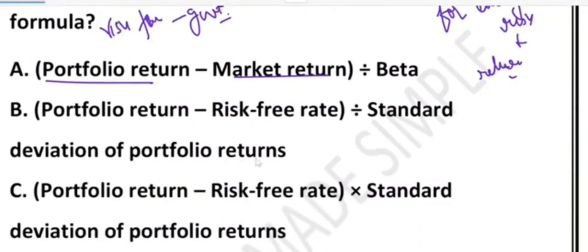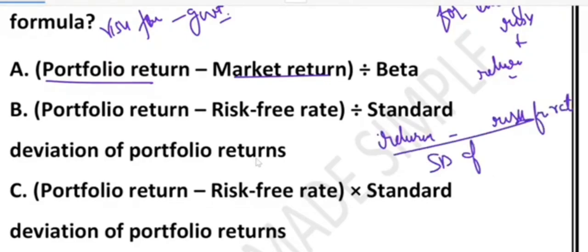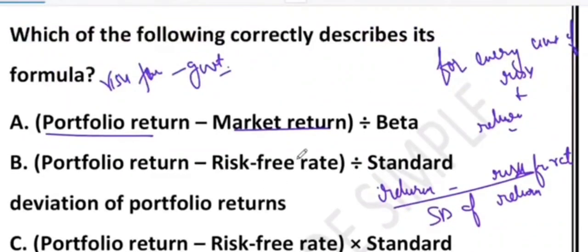So now the formula for the Sharpe ratio is very simple. You write the return, subtract the risk-free rate, and you divide it by the standard deviation of the return. So basically you are getting extra return per unit of total risk. So let's break down each and every option.